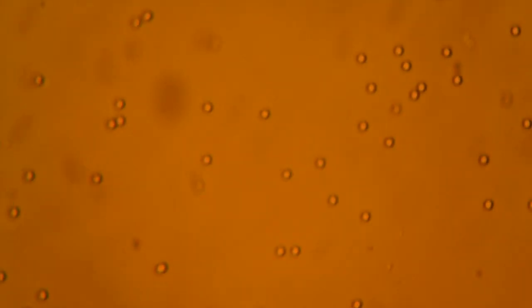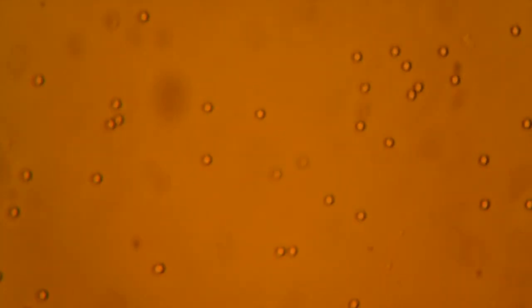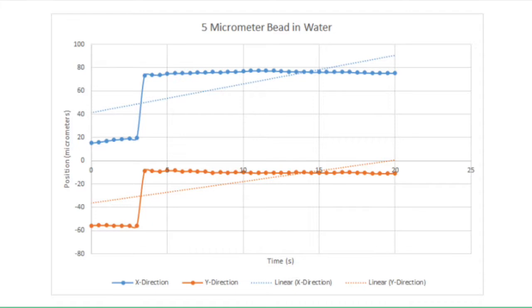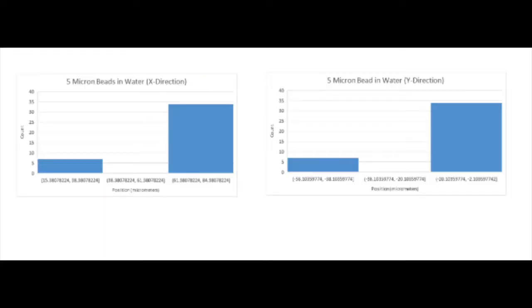This clip from our experiment is when we used the 5-micron silica beads in water. This video footage is from the microscope and shows beads settling in solution. At first the beads move very quickly because they are excited, but then at the end they are starting to slow down. This is the position graph for the 5-micron bead in water. In all the position graphs, the line of best fit shows the average slope, which is indicative of the velocity. This histogram shows the distributions of displacement for the 5-micron beads in water.